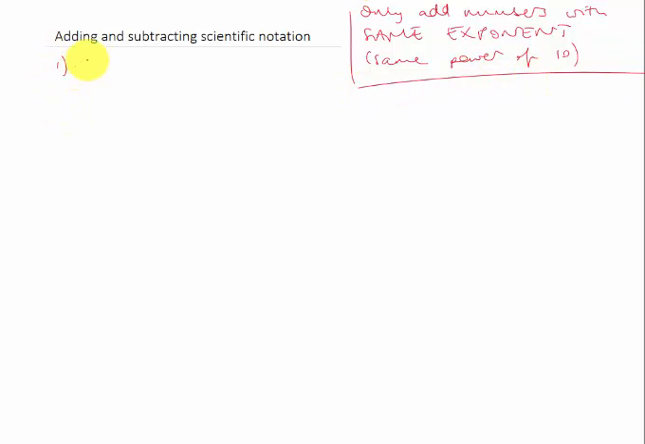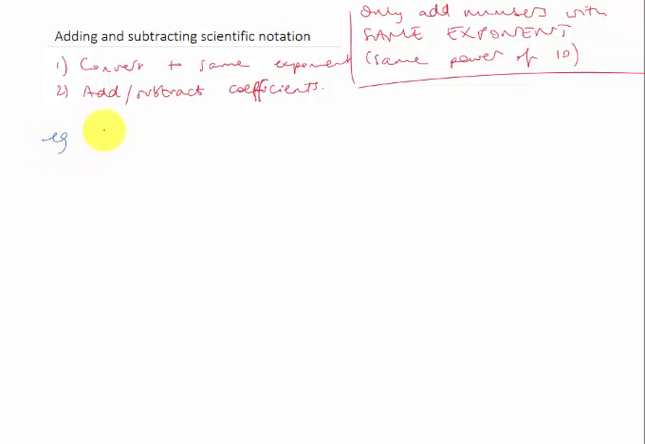So you just convert to the same exponent and then you add or subtract the coefficients. So let's have a couple of examples.